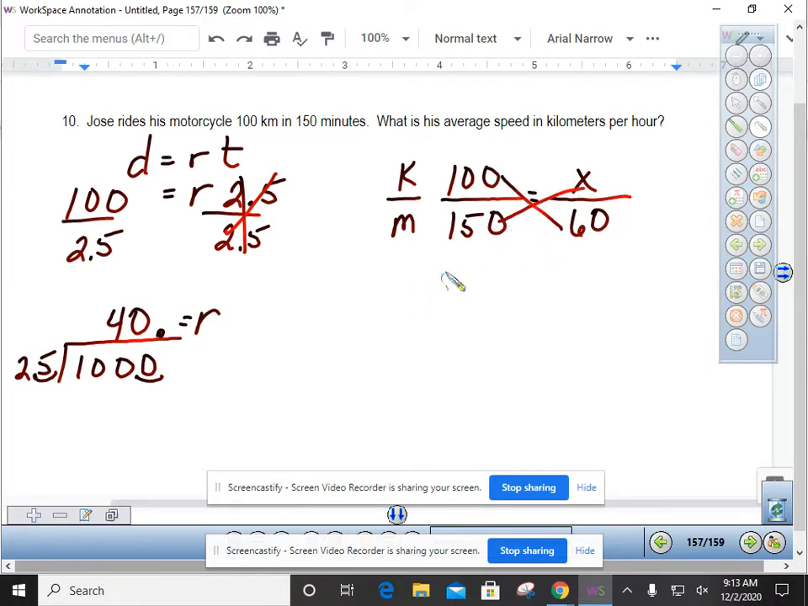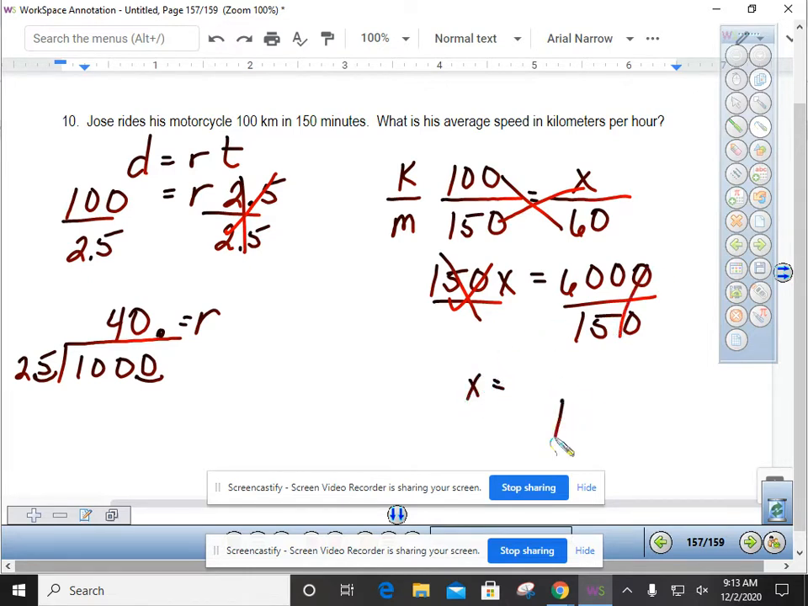So if I cross multiply, 150x equals 6,000. Then I got 600 divided by 15, and I believe you still get 40. You with me? Yes, ma'am. Everybody cool there? Yes, ma'am. Easy.